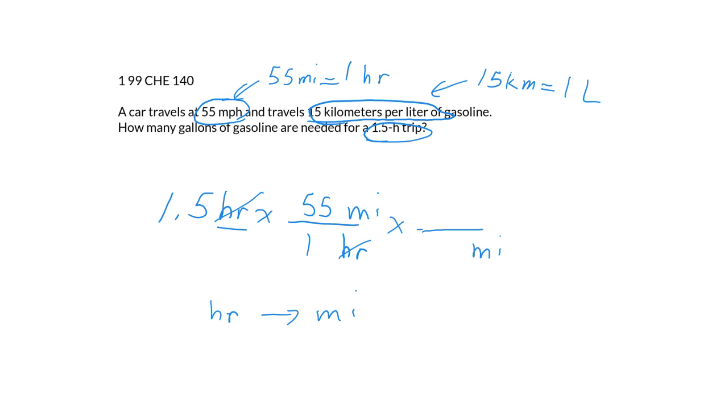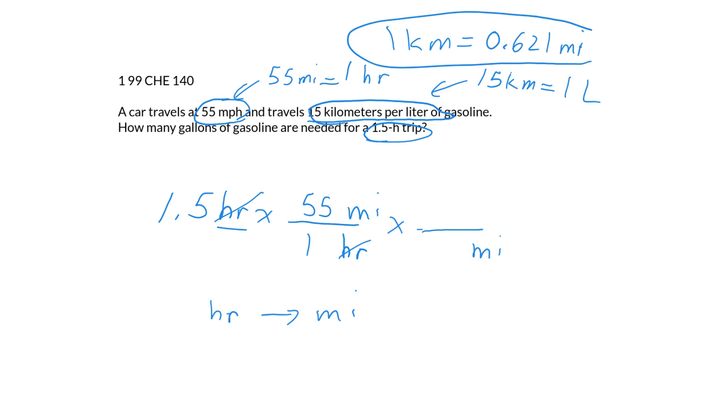Kilometers to miles. 1 kilometer is 0.621 miles. And you can get that from that little table in your book, or you can get it from Google, which is where I just got it from. All right, so now we've canceled out our miles and we have units of kilometers.